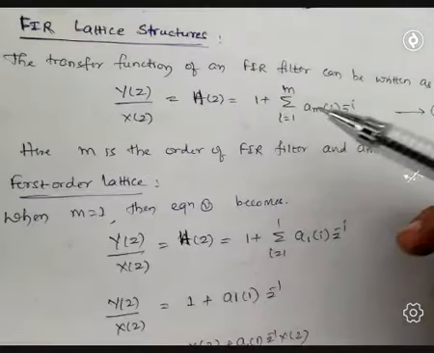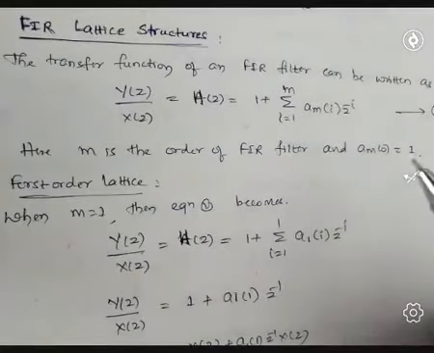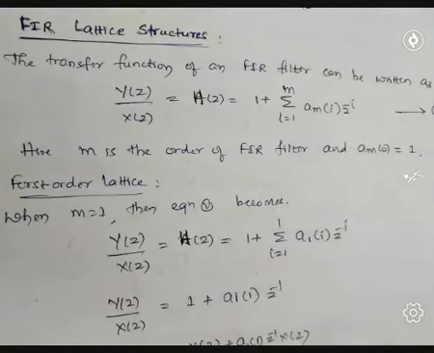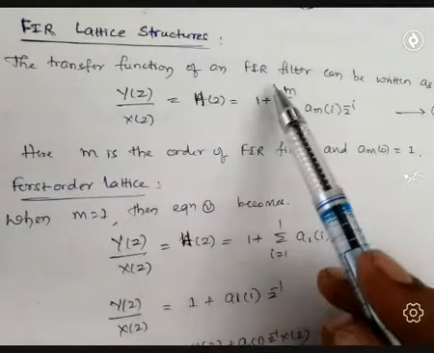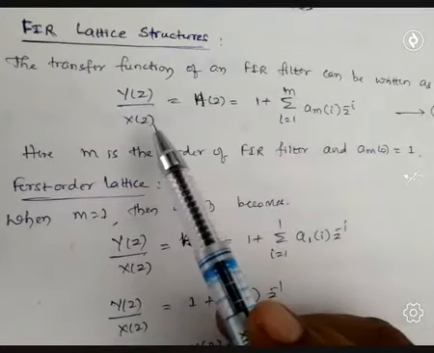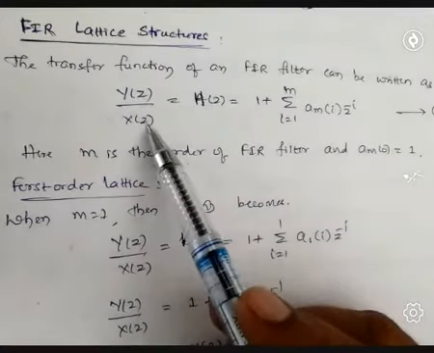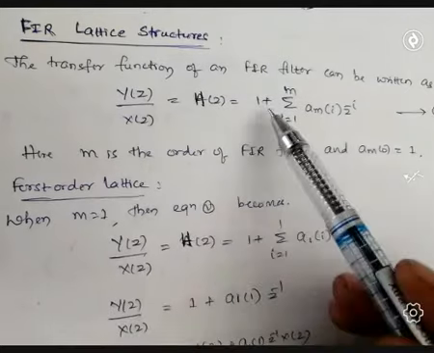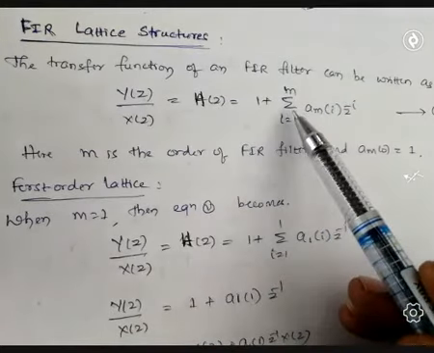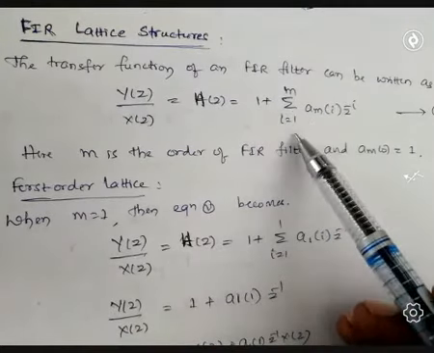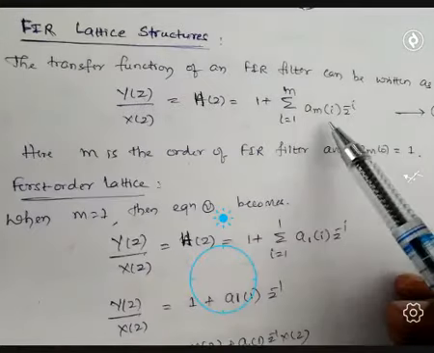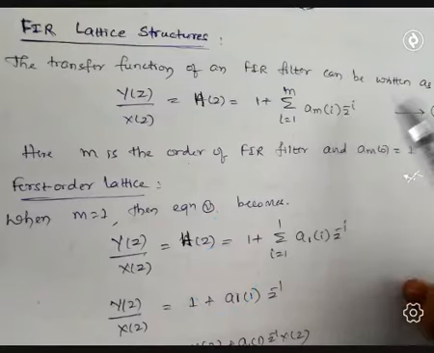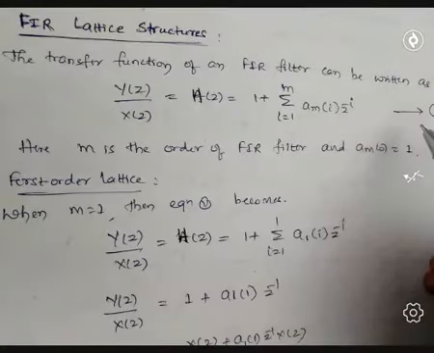In today's class, we are going to discuss FIR lattice structures, finite impulse response lattice structures. First, we will see the transfer function of an FIR filter. It is the ratio of output by input, Y(z) by X(z), that is equal to 1 plus summation over the limits i equals 1 to m of a_m(i) z to the power minus i. I will represent it as equation number 1.